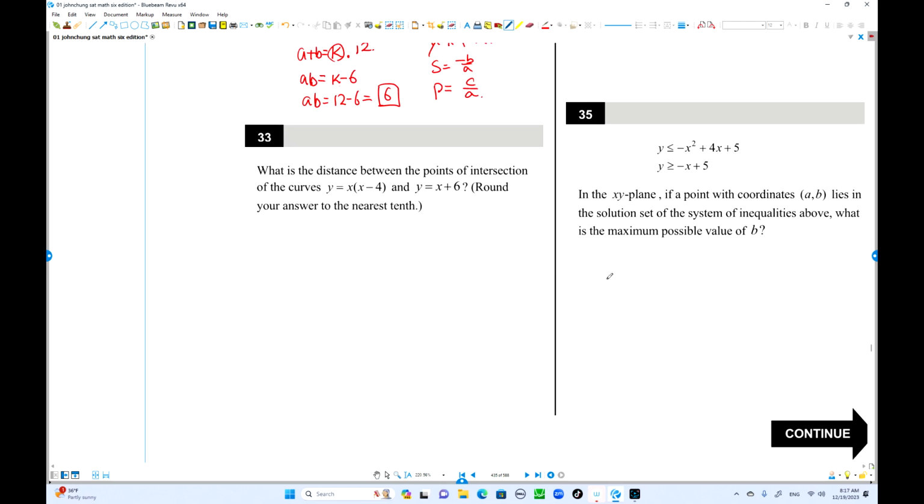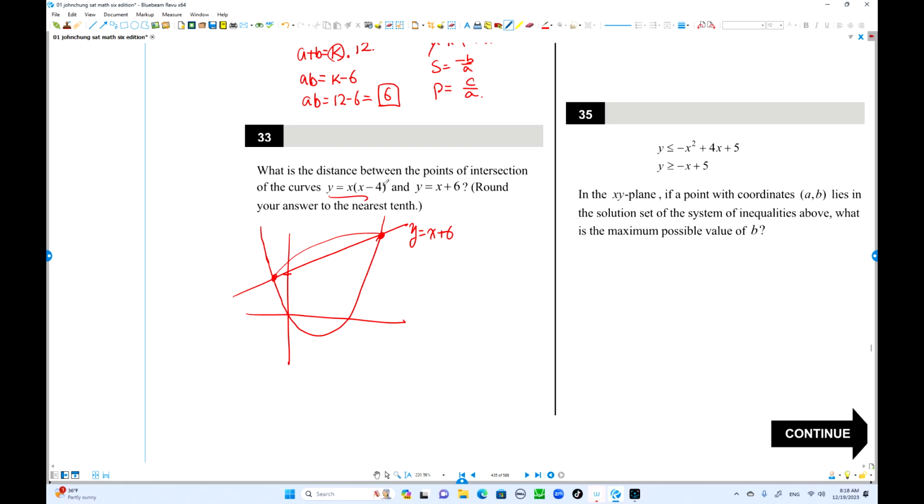Here is number 33. What is the distance between the points of intersection? We have a graph that looks like this, with x equals 0 and x equals 4 here. Where is x plus 6? Over here. We have two intersections, and we're going to find the length of this side. That's the distance, right? So anyway, we need to find each coordinate. We have to solve this one.